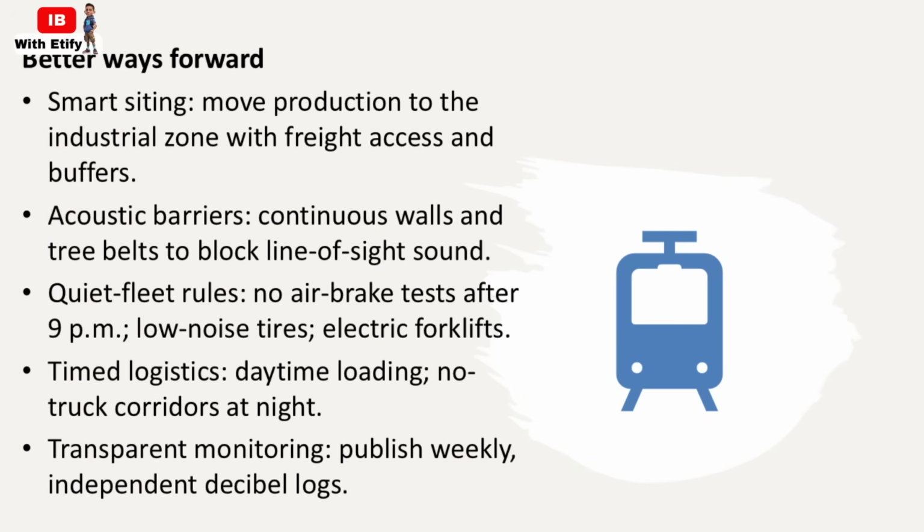Practical options that protect both work and rest. Choose siting that fits the activity by moving production to the industrial zone with proper freight access and built-in buffers. Break the noise path by installing continuous acoustic barriers, such as solid walls and tree belts that block line-of-sight sound. Cut noise at the source by adopting quiet fleet rules after 21 o'clock: no air brake tests near homes, low-noise tyres, and electric forklifts inside the yard. Manage time fairly by keeping loading within daytime windows and marking residential lanes as no truck corridors at night. Make progress visible by publishing independent weekly measurements so the community can track what changes.